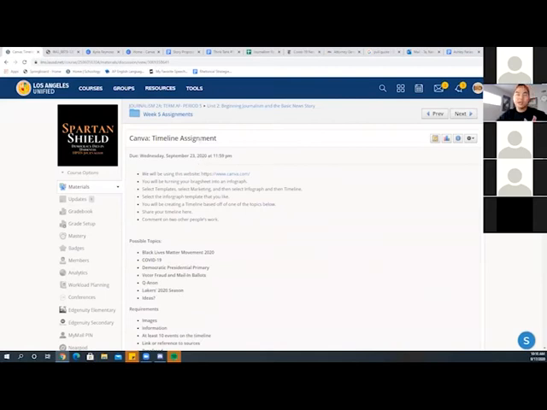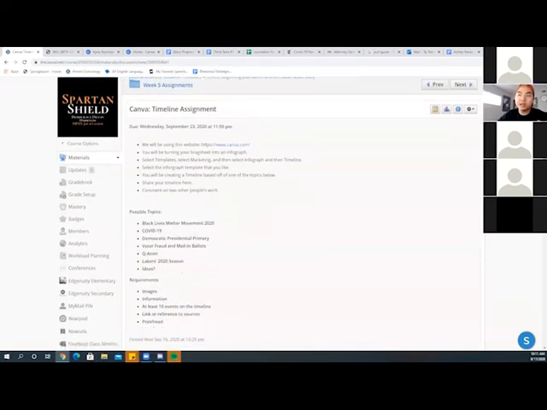It's kind of like writing a story because I need you to do some research. What we're going to do is create a timeline using Canva to trace an event. The events could vary. It could be the Black Lives Matter movement, COVID-19, the Democratic presidential primary, voter fraud, QAnon, the Lakers 2020 season. What you do can vary as long as you can show me an event as it progresses, something current, something recent in the news.